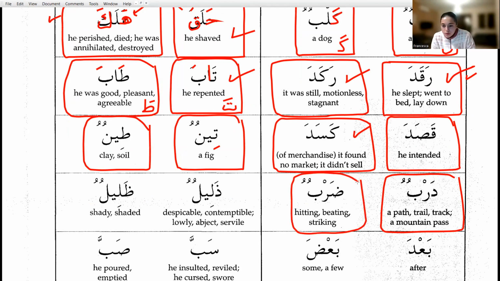Derbun. Excellent. Perfect. Good, very good. And the heavy one. Then we have one dot here. Da. Darbun. So the soft one is de, derbun. And the heavy one is da, darbun. Yes, excellent. Derbun, darbun.